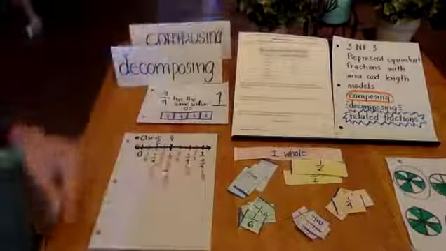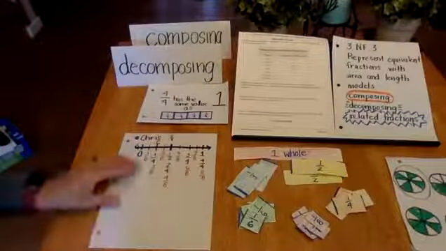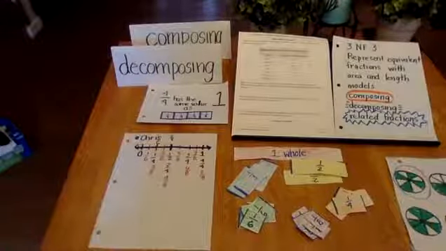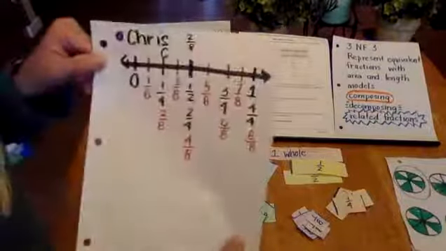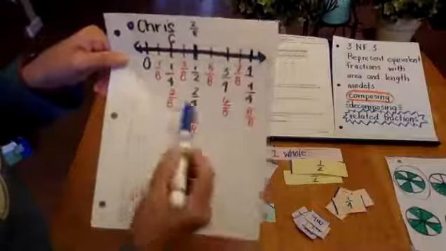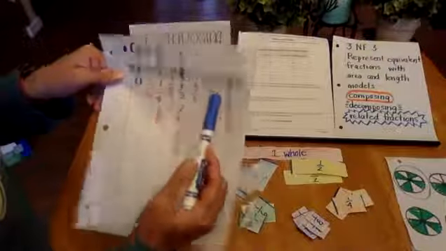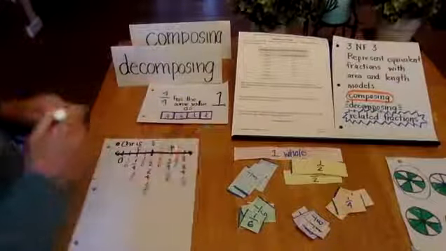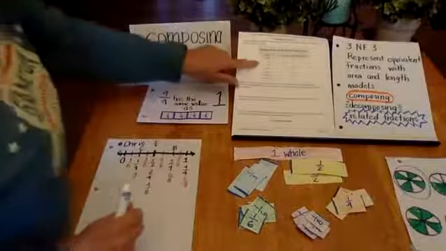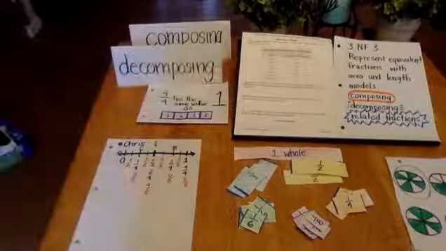Brooks swam 3/4. Okay, 3/4. So I can show Brooks. I'm going to do Brooks with blue. I do have 3/4 on this number line. Do you see it? Because I partitioned in half and then in fourths right there. This old Brooksy. I'm going to give him a B. Blue B for Brooks.